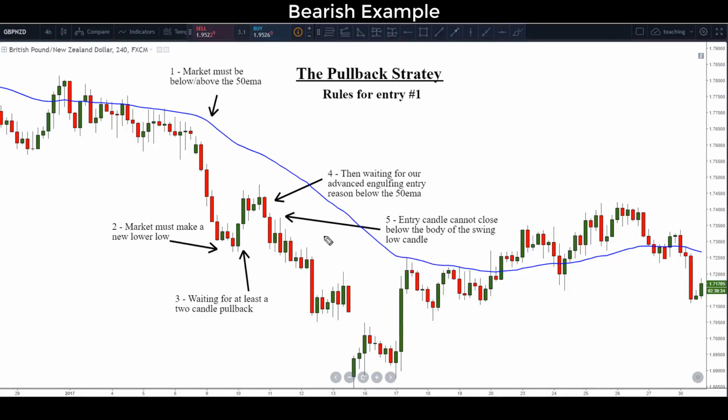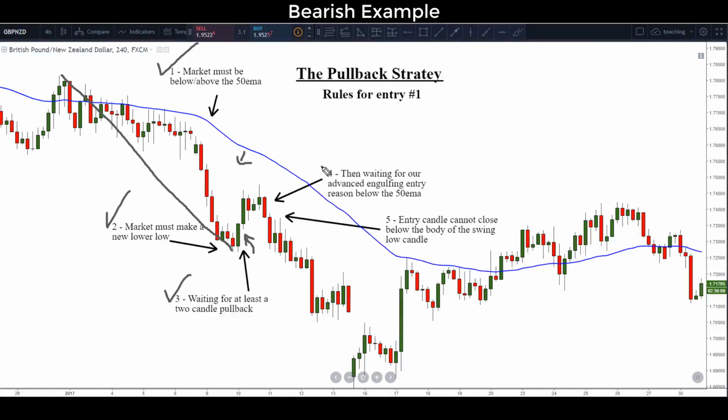And this, of course, is a bearish trade. What do we need to see? Market trading below the 50 EMA, creating a new lower low in trend. We have rule number 1 and 2 met. Then we need at least a 2 candle pullback, opposite of the underlying trend, which is down, meaning we need 2 green candles at least. We can have more than 2, but no less than 2. That rule has been met.